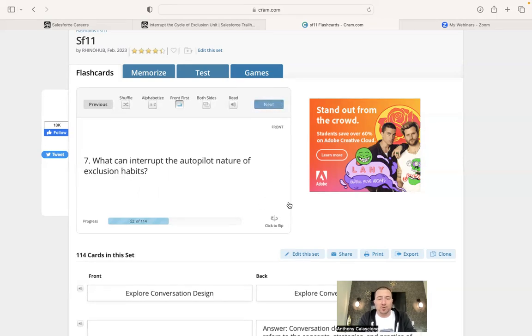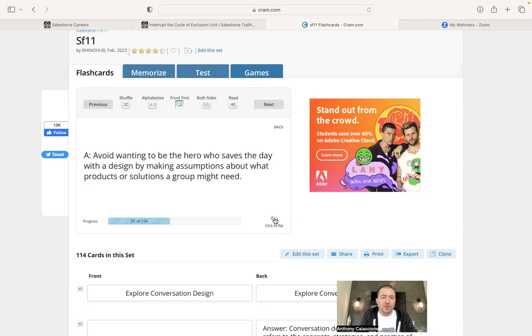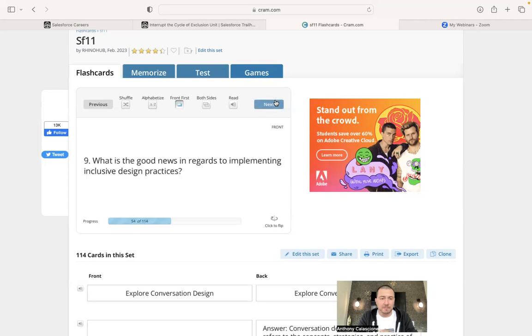What can interrupt the autopilot nature of exclusion habits? Asking questions using the cycle of exclusion can interrupt the autopilot nature of exclusion habits. What should be avoided when implementing inclusive design practices? Avoid wanting to be the hero who saves the day with a design by making assumptions about what products or solutions a group might need.